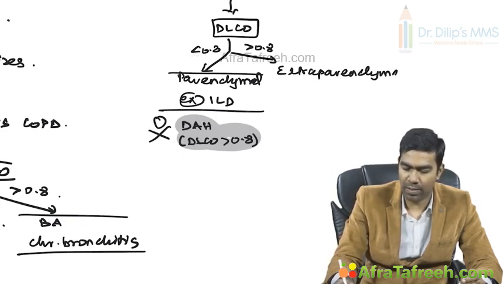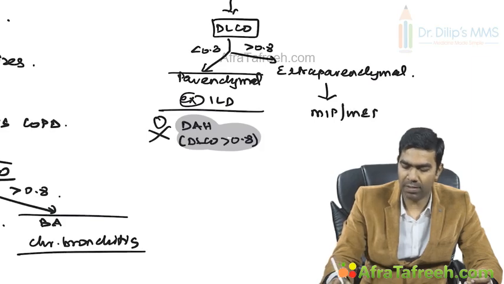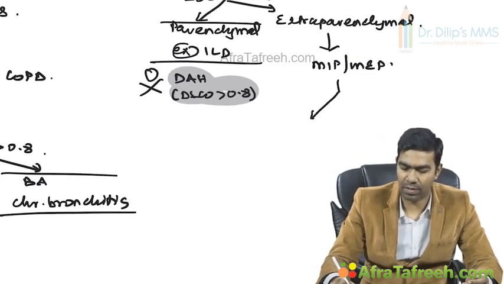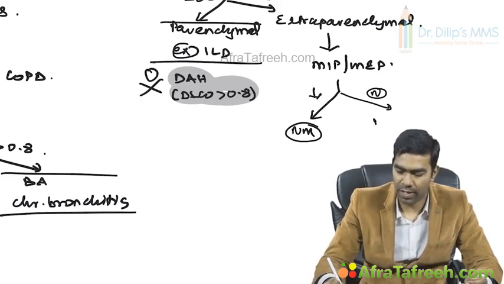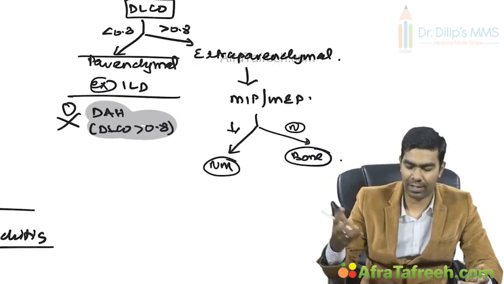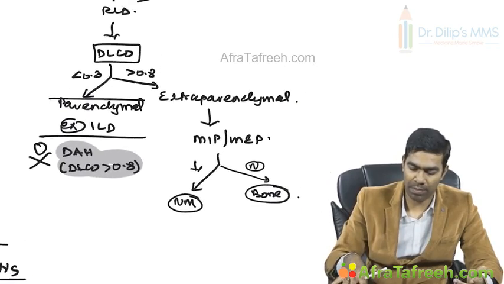The moment I call extra parenchymal RLD, neuromuscular versus bone, how will you find out? Do MIP and MEP, that is maximum inspiratory pressure and maximum expiratory pressure. These are tests of respiratory muscle function. If it is decreased, I am going to call it a neuromuscular cause. If it's normal, I can tell it's a bone or pleural cause. Typically a bone cause, pectus excavatum, pectus carinatum, kyphoscoliosis, all these things will have normal MIP and MEP only.